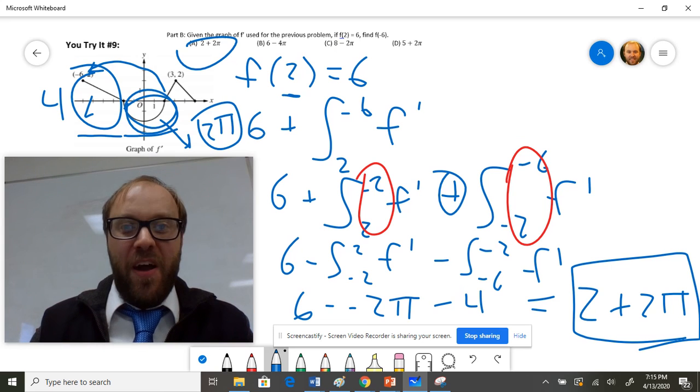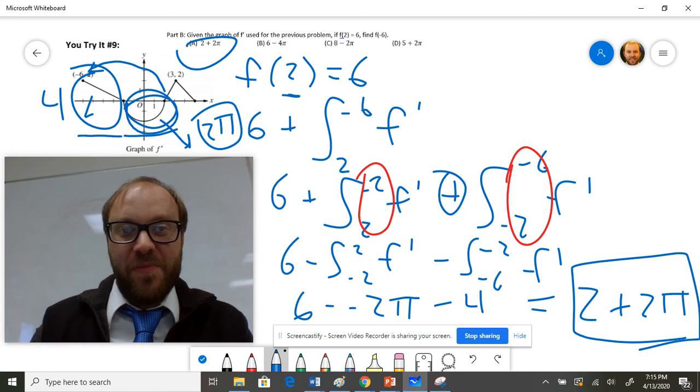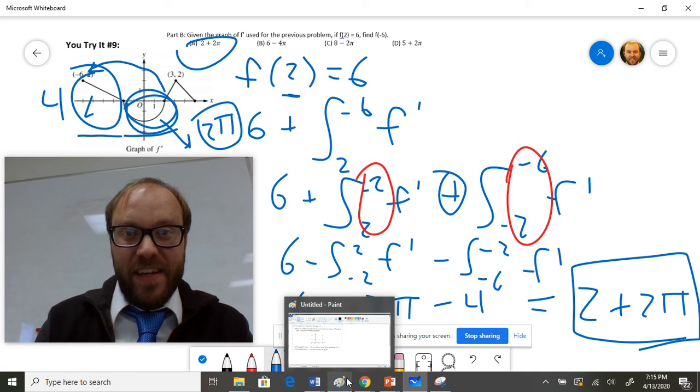But I love these problems. You don't get AP credit very often for finding areas of half circles and triangles. So these are really nice problems, and I would love it if they asked stuff like this on the AP exam. That would be fantastic. Hope that helped.